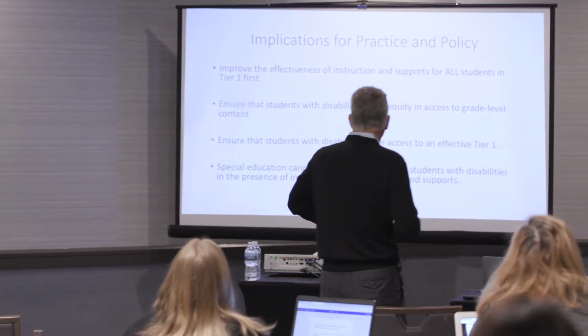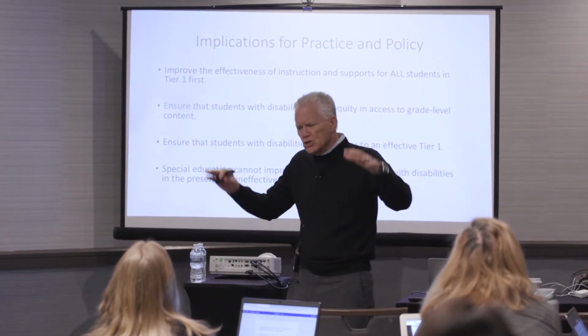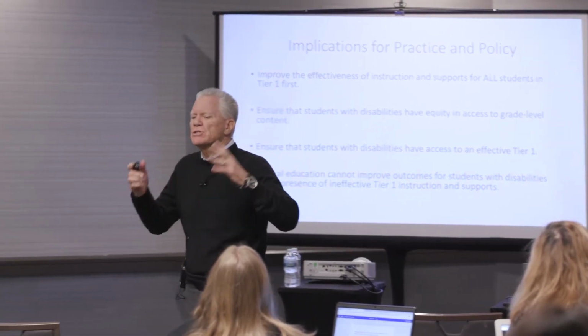So the implications for policy and practice: improve effectiveness of instruction and supports for all kids in Tier 1 first. Your school-based leadership team should be absolutely focused on the data for kindergarten, first, second, and third, and meeting on a regular basis. If you've got formative assessments every 4 weeks, those become reviewable. Have your kids with disabilities participating in those assessments. Kids with disabilities are going to do better on formative assessments for grade level early on because the gap is not as big. Those assessments will show for kids.